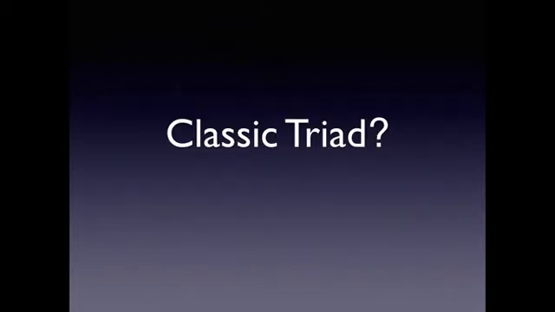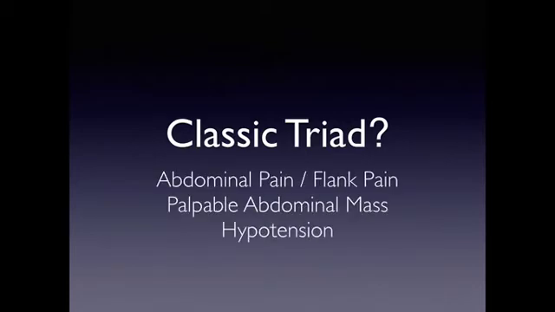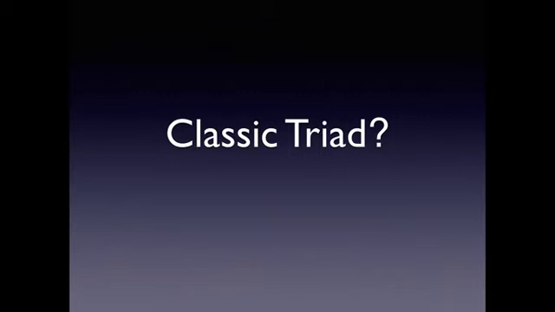So if you remember from medical school, the classic triad of abdominal aortic aneurysm: abdominal pain or flank pain, palpable abdominal mass, and hypotension. So anybody have any idea about how often this occurs? How often do patients present with all 3 of these symptoms who actually have an abdominal aortic aneurysm? It's going to be very minimal. Less than 25% of the time people are going to present with all 3 of these symptoms.